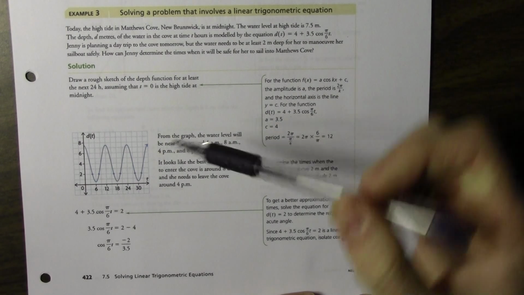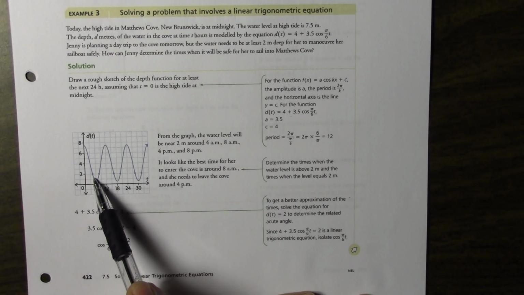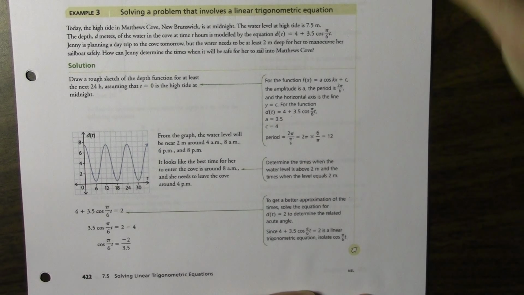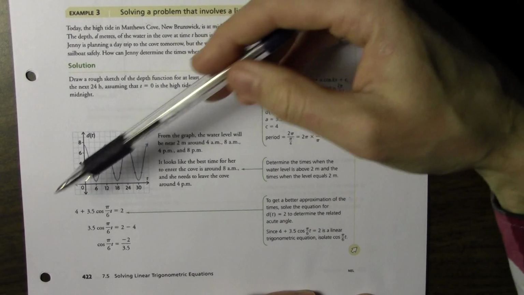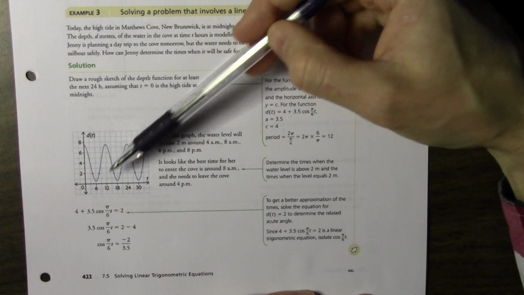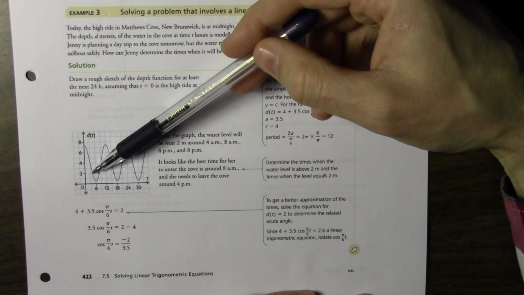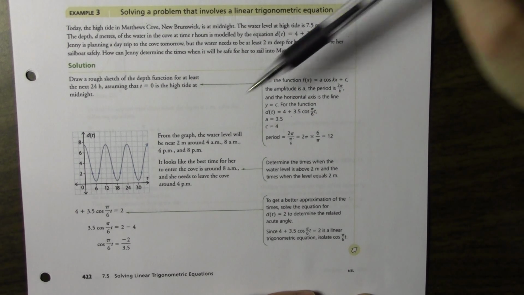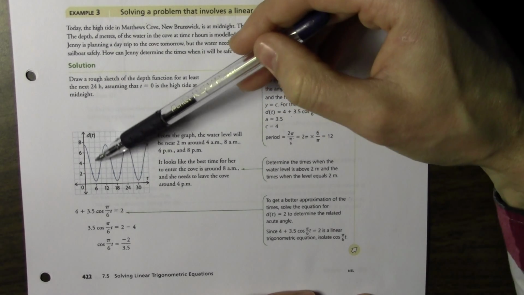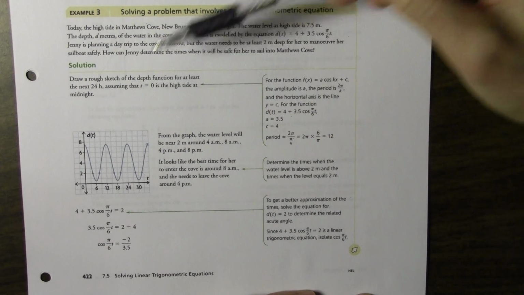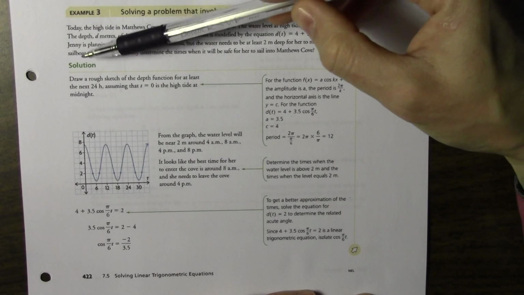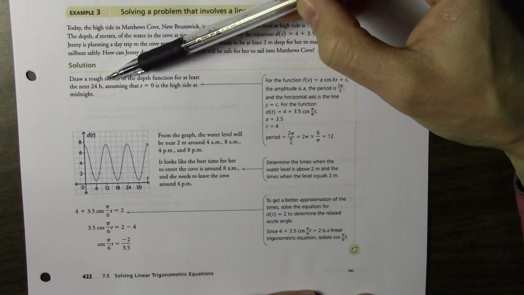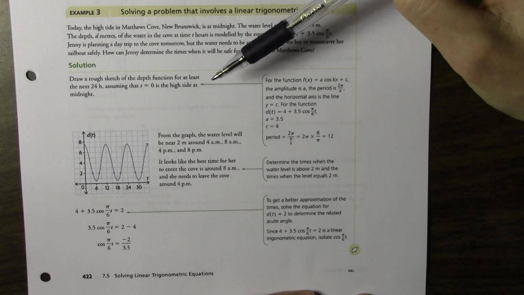How can Jenny determine the times when it will be safe for her to sail into Matthews Cove? So they need to be at least 2 meters deep. On our graph, we can look at 2 meters and we can see those times right away. So that's what we did in the last section. Now we're going to find exact values. We're going to create an algebraic equation with this model and find out the exact values as opposed to just drawing a sketch and seeing them on the graph. Draw a rough sketch of the depth function for at least the next 24 hours, assuming that t equals 0 is the high tide at midnight.